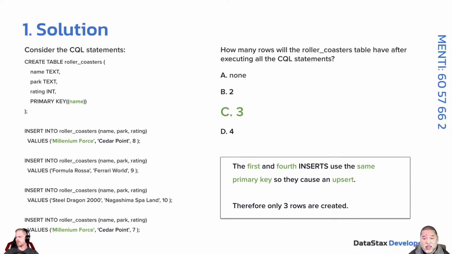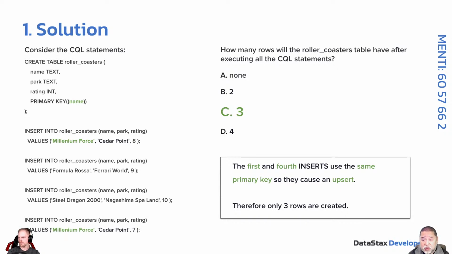So the first one inserts with a name of Millennium Force. It's a roller coaster at Cedar Point, and gets a rating of 8. The second one inserts a roller coaster named Formula Rossa at Ferrari World.